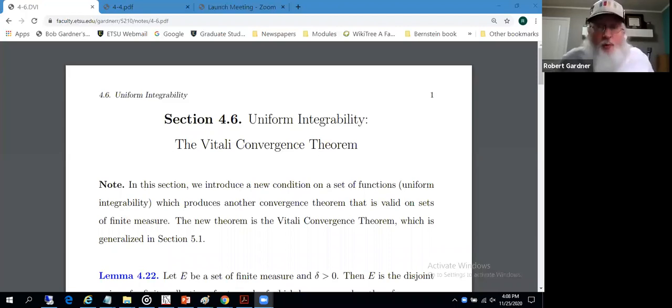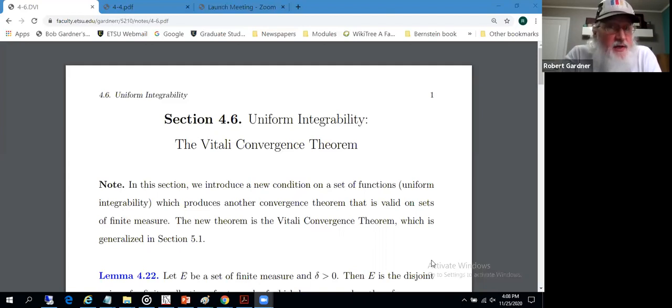Let's finish up chapter 4 with section 4.6, uniform integrability, the Vitali Convergence Theorem. So one last convergence theorem. This one doesn't really fit the mold of the others. This doesn't apply to a particular class of functions the way we developed Lebesgue integration with a new class of functions and a new convergence theorem.